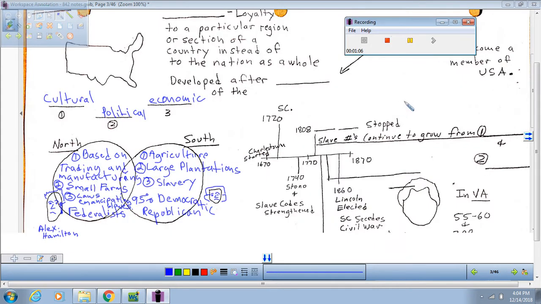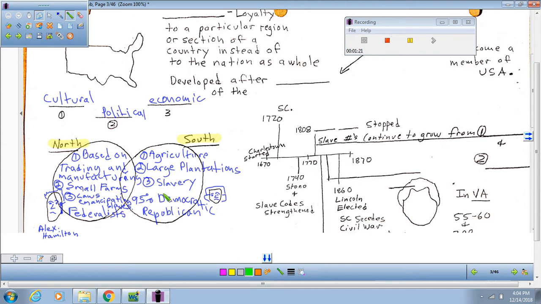We also learned that the biggest issue dividing the country back in the early 1800s was slavery. However, there were other differences between the North and the South. The political parties were different, whereas the South was 95% Democratic Republican and the North was Federalist. The economies were considerably different because the North was based on trading and manufacturing, while the South was based on large plantations and slavery was a necessity for those plantations.